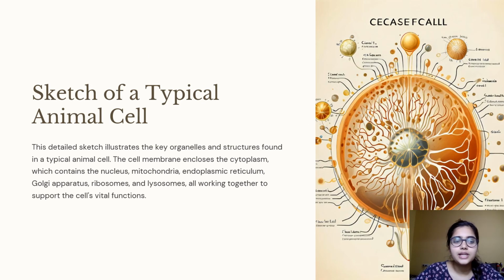Sketch of a typical animal cell. This detailed sketch illustrates the key organelles and structures found in a typical animal cell. The cell membrane encloses the cytoplasm, which contains the nucleus, mitochondria, endoplasmic reticulum, Golgi apparatus, ribosomes, and lysosomes, all working together to support the cell's vital functions.